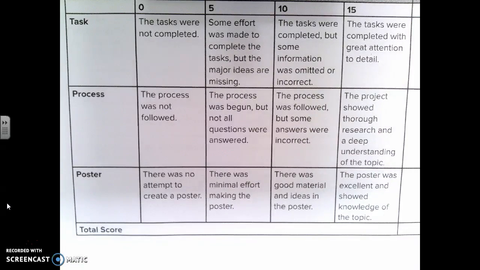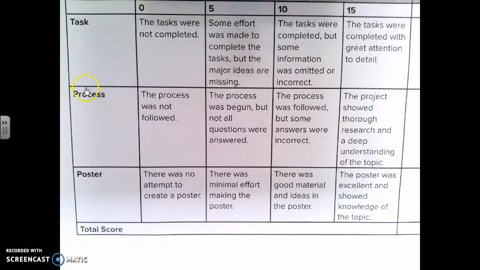This is how you will be graded. There's 3 sections: task, process, poster. So for here, this is where you will be graded by myself. Goes on a scale from 0 to 15 for each of these categories. So you have a possible of 45 points just from this project. So the tasks were not completed.